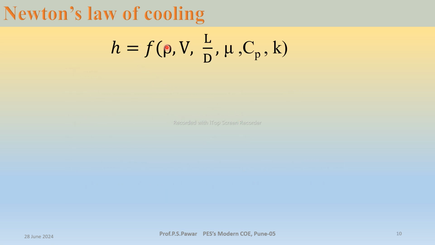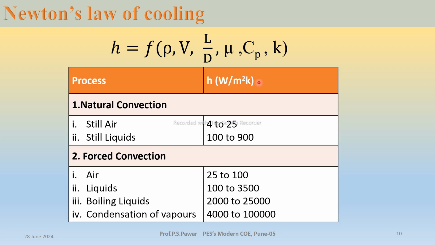So here, this h is a function of various parameters. h depends on the density of the fluid, then the velocity of the fluid in motion, then the L by D ratio, then the viscosity of the fluid, Cp of the fluid, and thermal conductivity of the fluid under consideration. So we have various values of heat transfer coefficient.